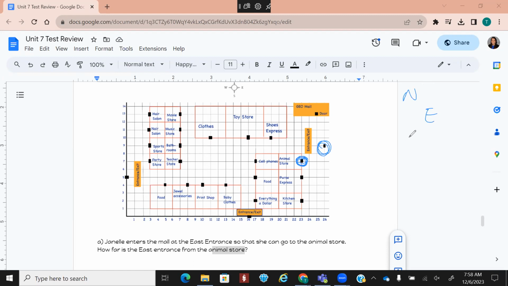Here's just a geography lesson. North, east, south, west. So east is to your right. Just in case you ever wondered.